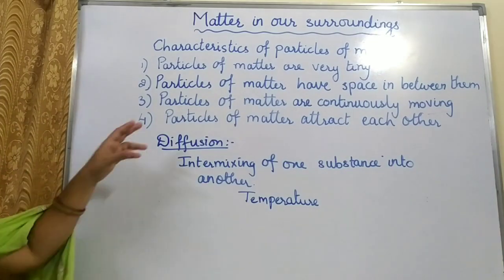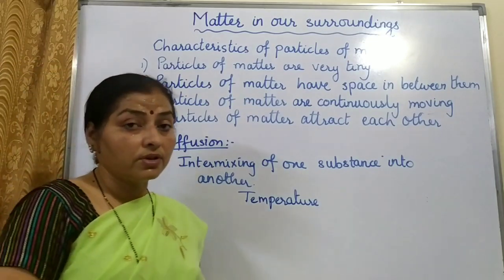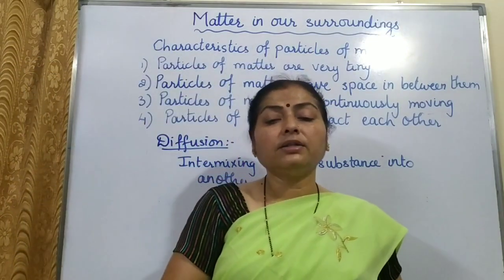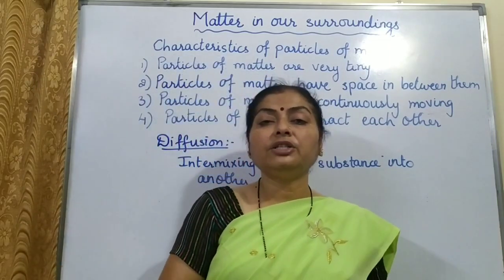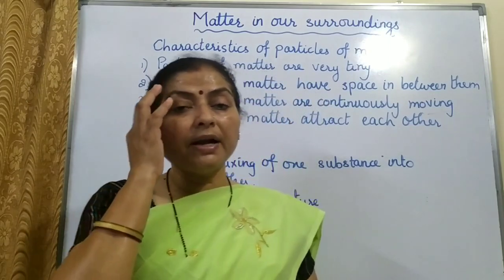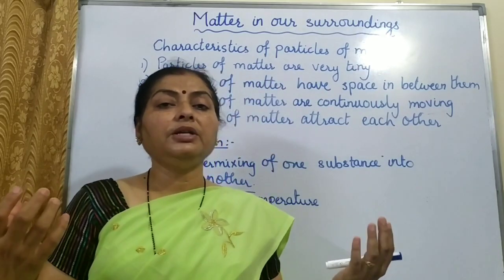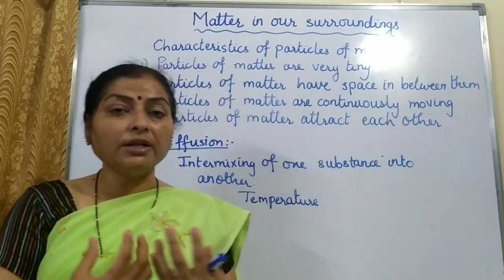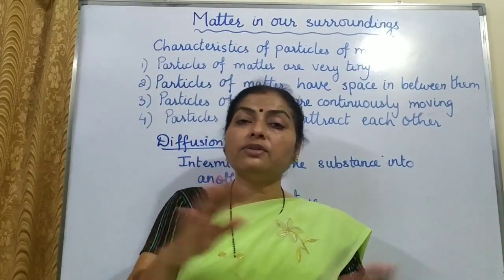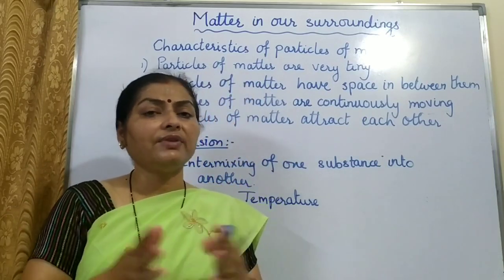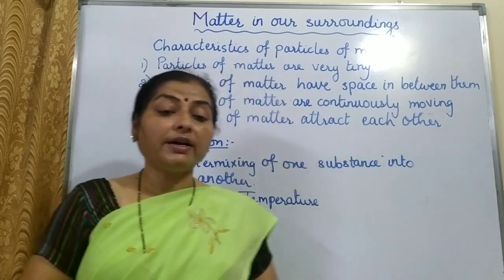Now, the last characteristic of particles of matter is that particles of matter attract each other. So there is a force of attraction between the particles of matter. This force of attraction will be less or more depending on which type of substance it is. For example, the particles of matter in air, the gas molecules, are far apart from each other. They don't attract each other much, and that is why I can easily move my hand through the air. Why? Because the force of attraction between the particles of air is very less, or negligible. So I can easily move my hand.